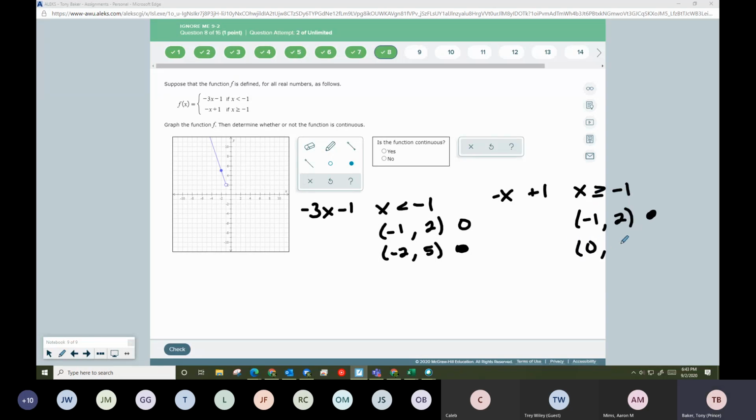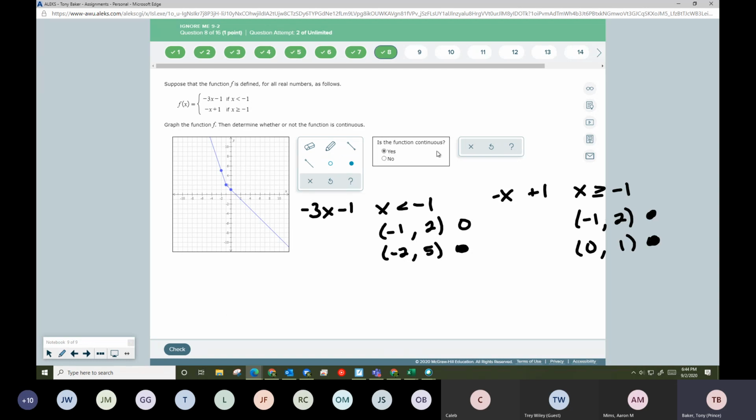And I'm going to do 0. I get 1, and that's a closed dot because it's not one of my endpoints. So graph those. So negative 1, 2, and 0, 1. Now, I will say in these two examples, the endpoints were the same. That is not always the case. That's why this question's here.